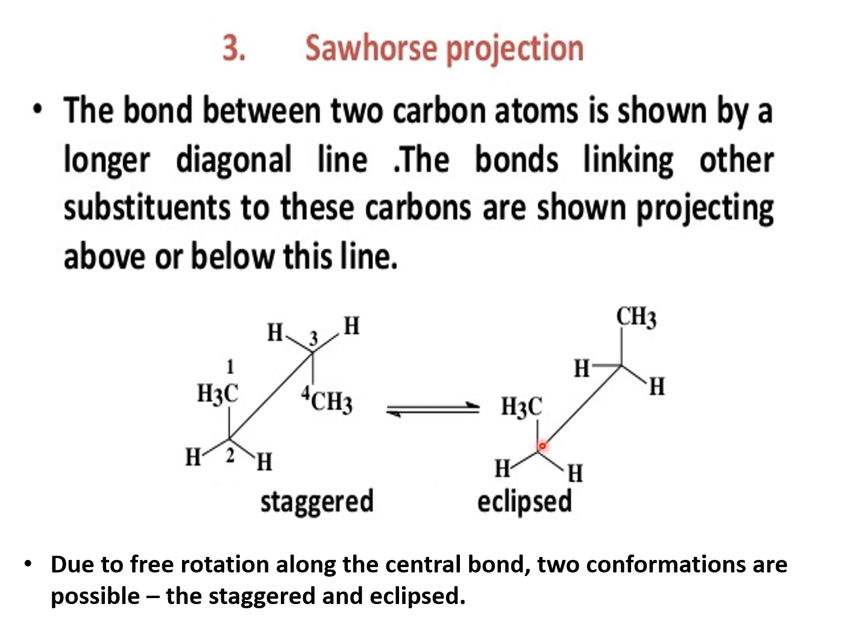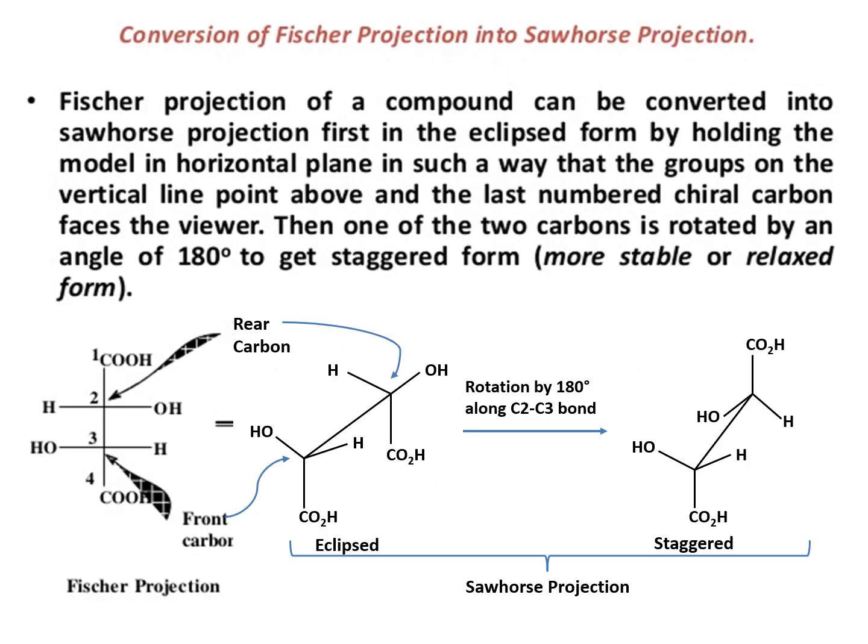Again, like the previous case, here also we have staggered and eclipsed. These two are called conformations. So due to free rotation along the central bond, two conformations are possible. One is staggered, the other one is eclipsed. Staggered is always more stable when compared to eclipsed.